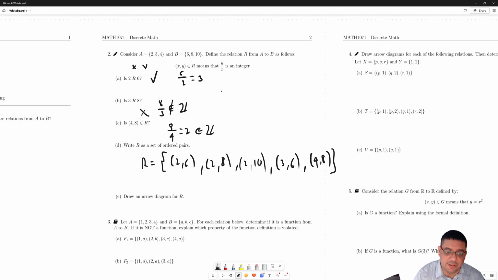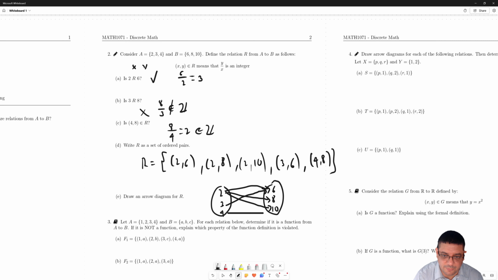Now, if we're going to do an arrow diagram for this, then we can pretty much write the elements 2, 3, 4 here. And then we can do 6, 8, 10 here. And then 2 is going to each of them in this direction. And we have that 3 is going to 6. And we got that 4 is going to 8. So this will be the arrow diagram for that.